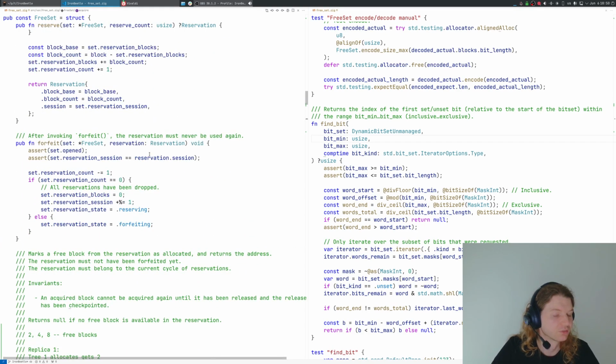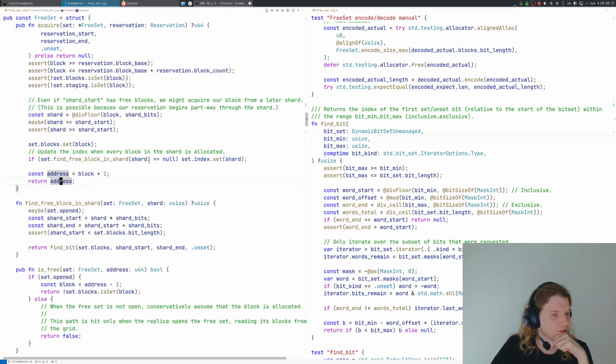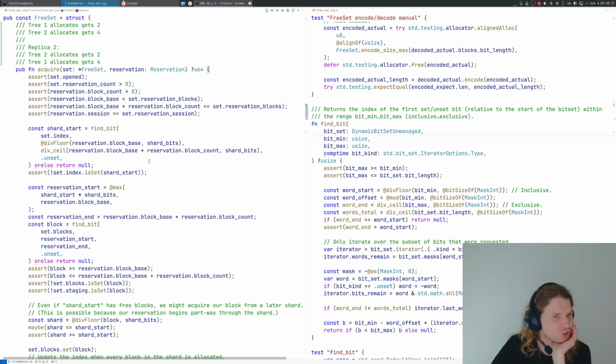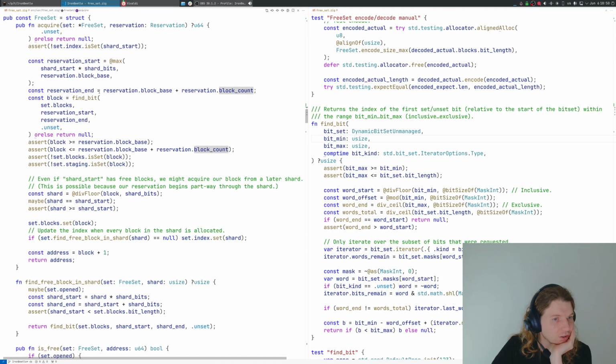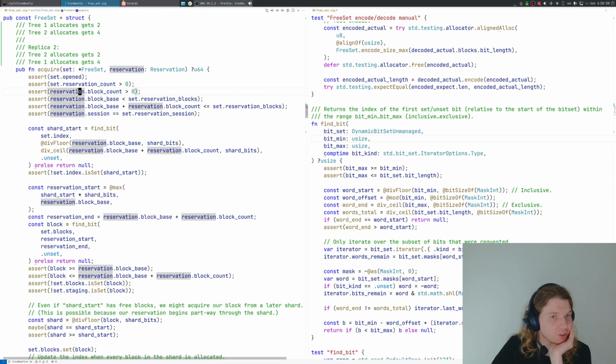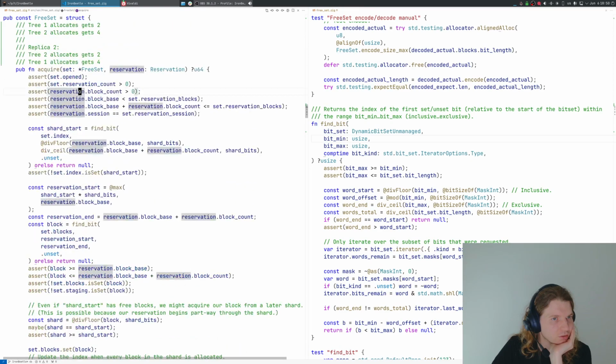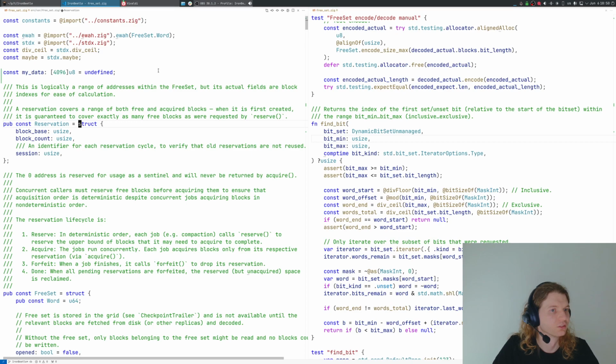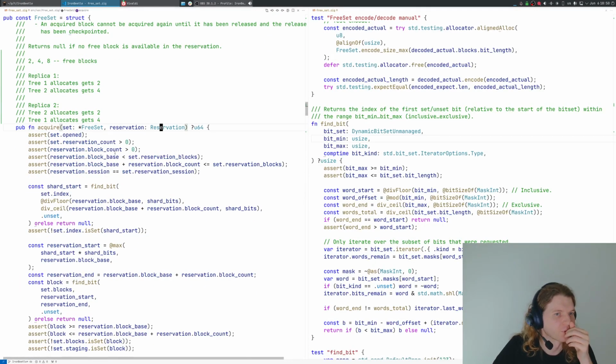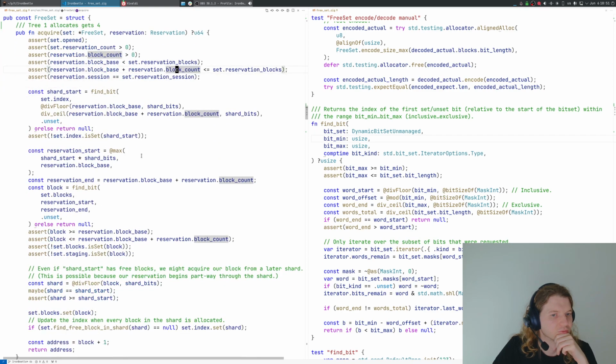Are there any hidden tricks here? Okay, I guess there should be some. Are we going to mutate the reservation somewhere here? Block count. Yeah, okay. This is the core.